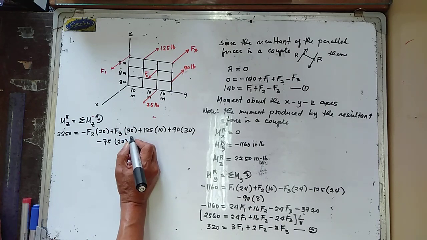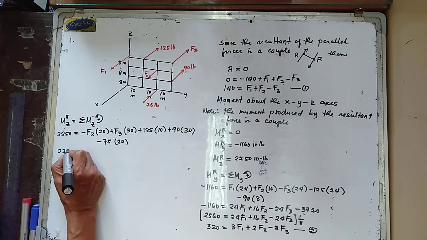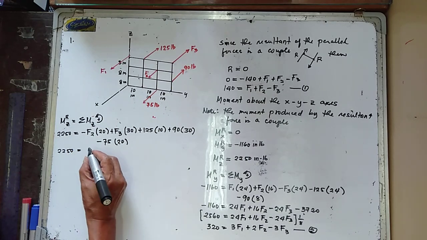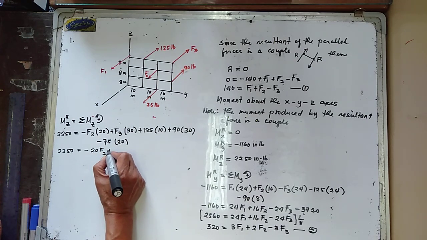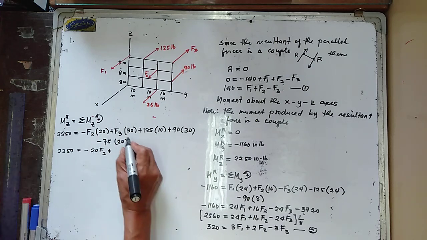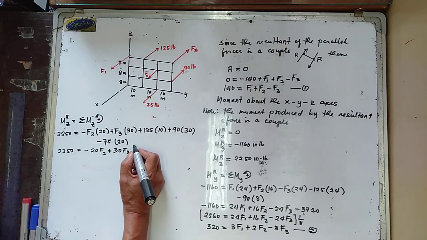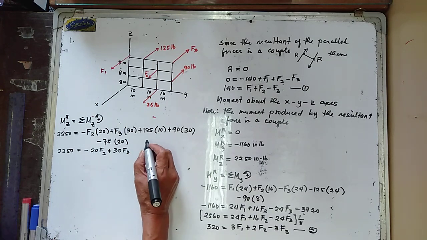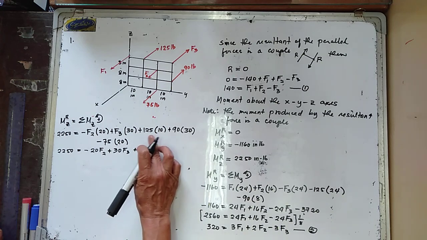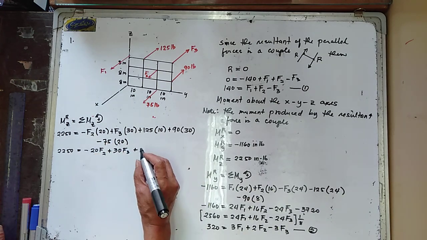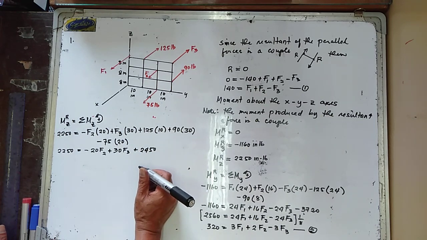So again, we now have 2250 is now equal to minus 20F2 plus 30F3, plus the algebraic sum of the three terms in here, which is 2450. That is equal to 2450.